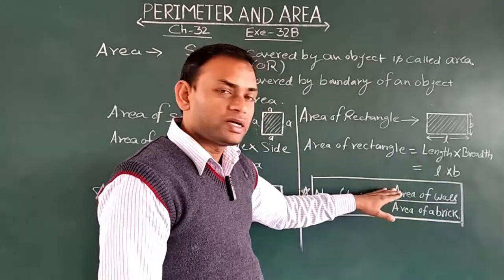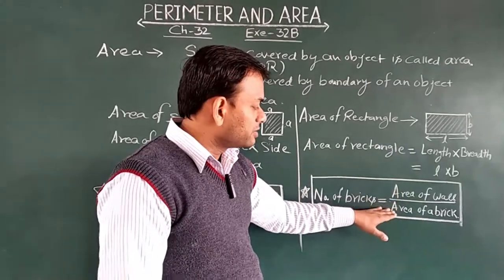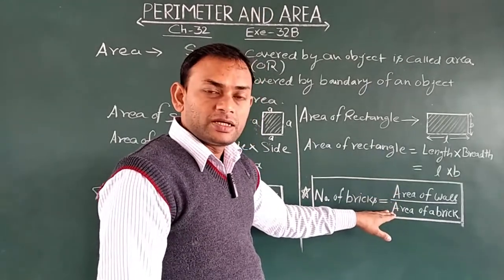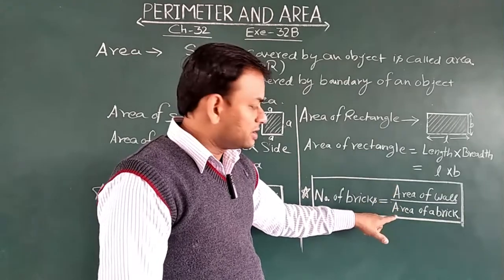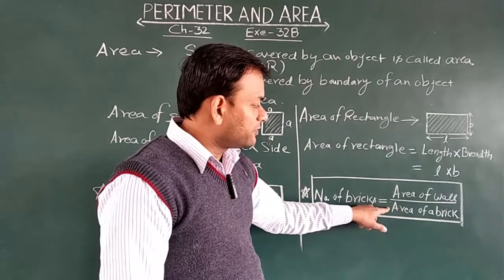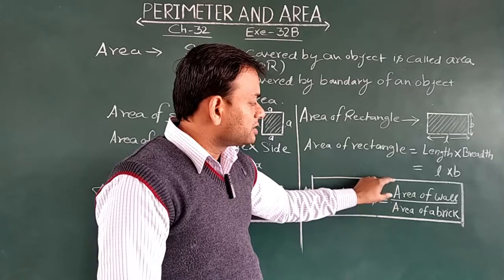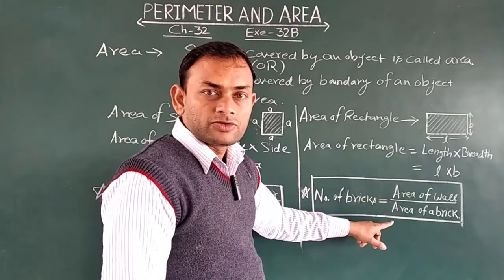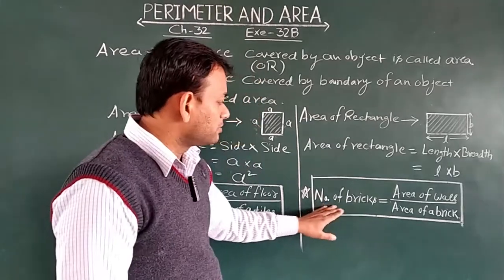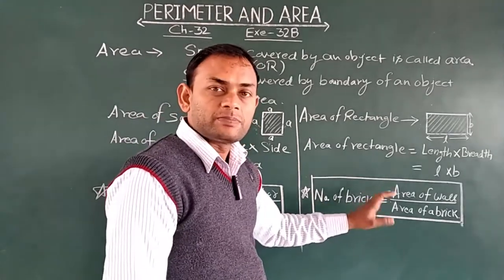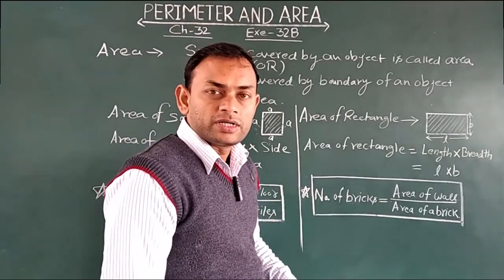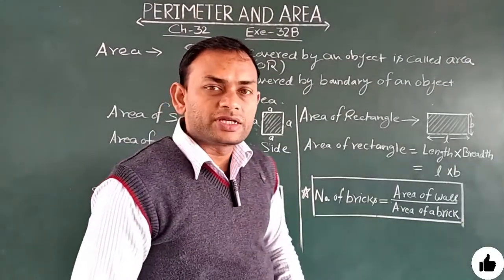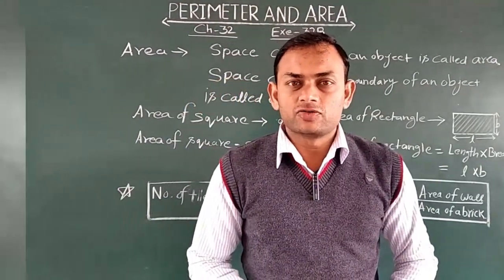पहले आप उस वॉल का एरिया पता करेंगे, फिर जो ईंट उसमें लगनी है उस सिंगल ईंट का एरिया पता करेंगे, and then at last you will just divide the area of that wall by the area of that single brick. So this way you can find out the number of bricks which are placed in a particular wall. Got it? So after getting all these things, let's start exercise 32B.